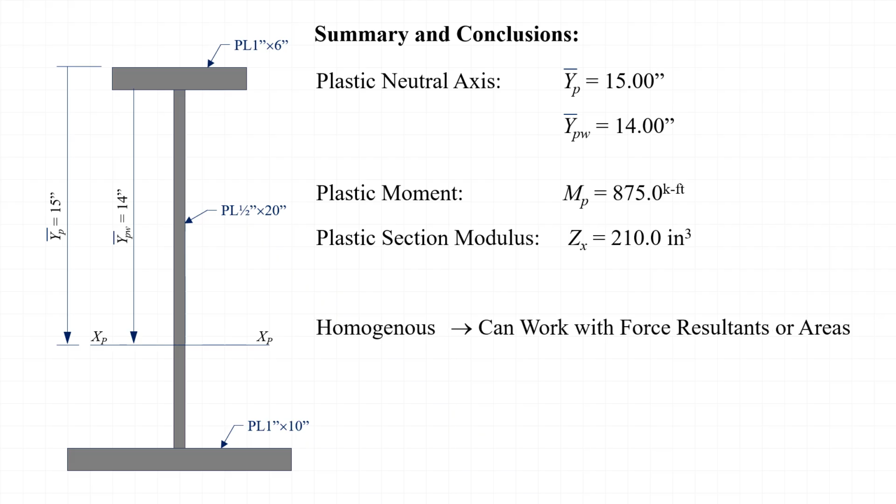Since this was a homogeneous cross-section where all of the cross-sectional elements had the same yield strength, we were able to perform those calculations using two approaches. First, by working with the force resultants on the fully plastic section, and then by working directly with the areas of the cross-sectional elements. Had this been a hybrid cross-section instead of a homogeneous cross-section, then we would not have been able to work directly with the areas of the cross-sectional elements. We would have had no choice but to work with the force resultants on the fully plastic section.